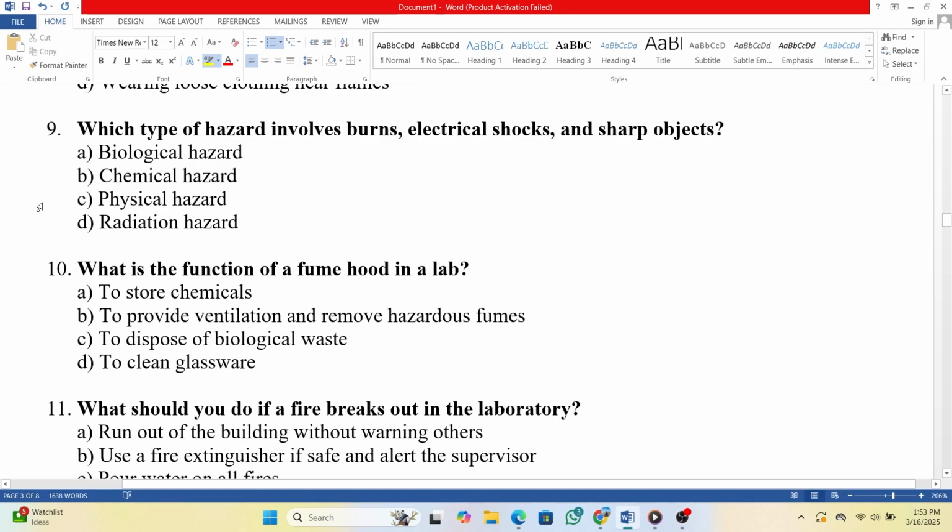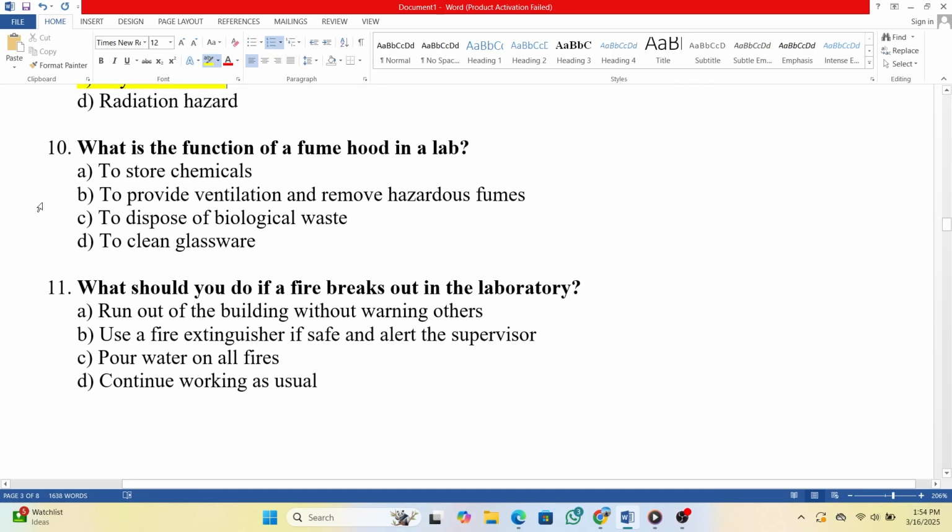10. Which type of hazard involves burns, electrical shocks, and sharp objects? A. Biological hazard. B. Chemical hazard. C. Physical hazard. D. Radiation hazard. Answer, C.